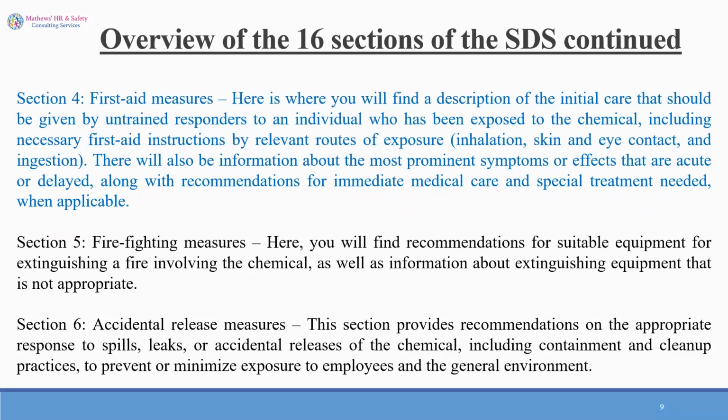Section 5 is going to be the firefighting measures, in case you need to have specific equipment for extinguishing the fire, or if you need to have a certain type of fire extinguisher. This information will be in Section 5. And then Section 6 is going to be any accidental release measures, recommendations on the appropriate response to spills and leaks and accidental releases.